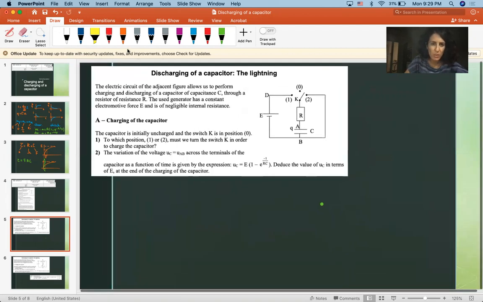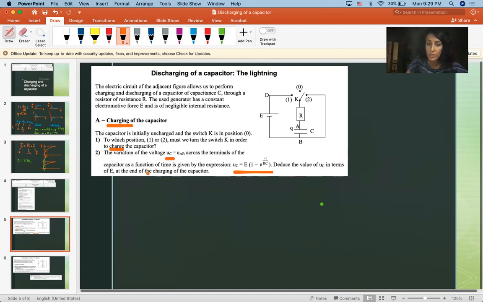I'm not gonna read it because I think it makes sense to us. They said the capacitor is initially uncharged and the switch is on position 0. To which position, 1 or 2, must we turn the switch K in order to charge the capacitor? The charge. Obviously, it's gonna be 1, okay? Now, they want to say that the U of the capacitor has this shape, which is an exponential increase or decrease. Let's think about it. I have a minus and another minus, so it's an increase. And I know it's a charging process, so it's obviously an increase.